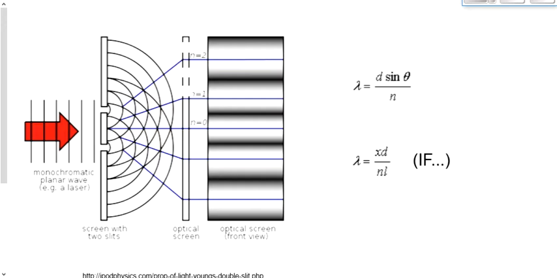Now, this is a confusing looking diagram. Let me explain it because it's not really nearly as bad as it looks here. Okay, look at the left-hand side. We have light, which is monochromatic. You guys remember what that means, right? Monochromatic light is one color, yeah, one color.